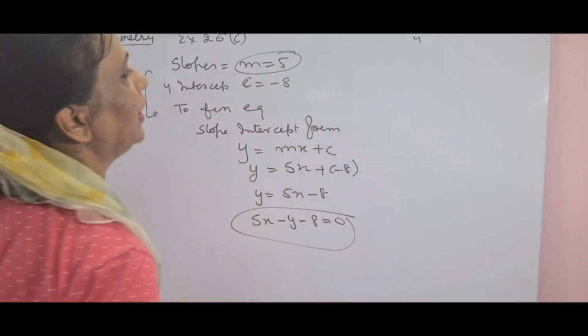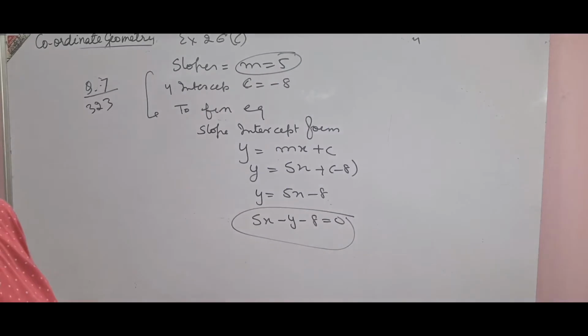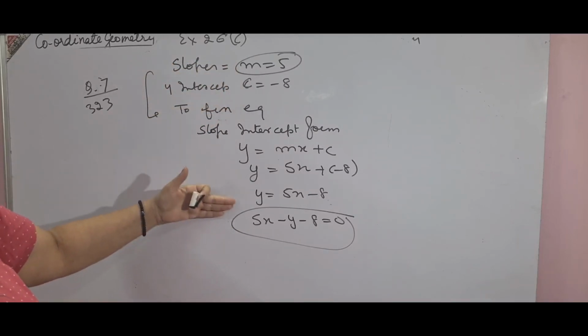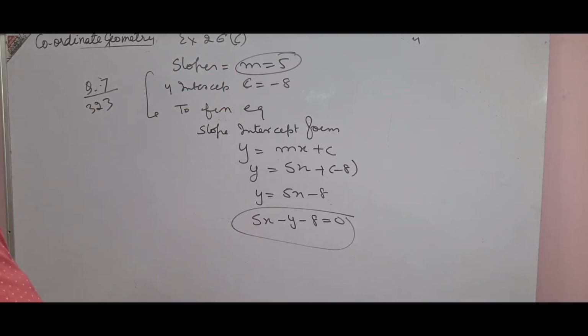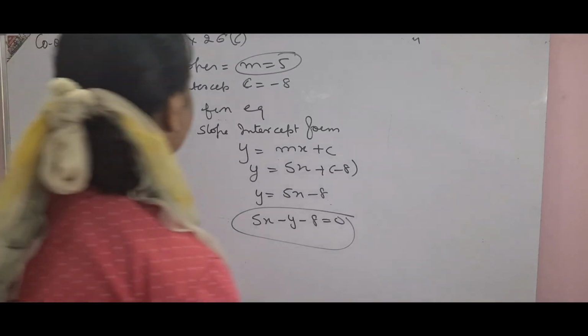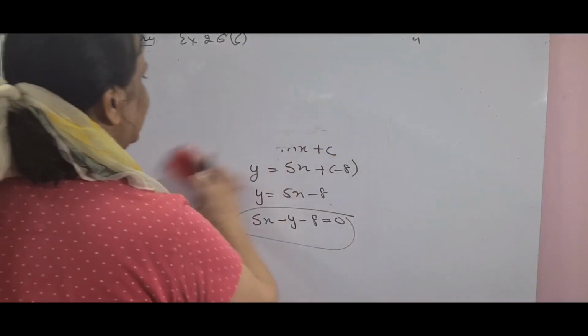If the equation is given, then they can ask you to find the slope and y-intercept. But if the slope and y-intercept have been given, then they can ask you to form the equation. And children, in both cases, you will have to use the slope-intercept form, that is y is equal to mx plus c, and this is how you do the sums. For example, one more I do. For example, question number 7, sixth part.